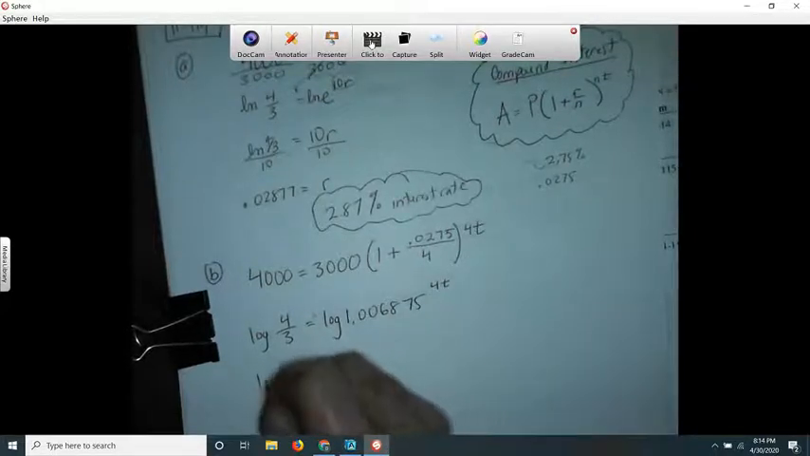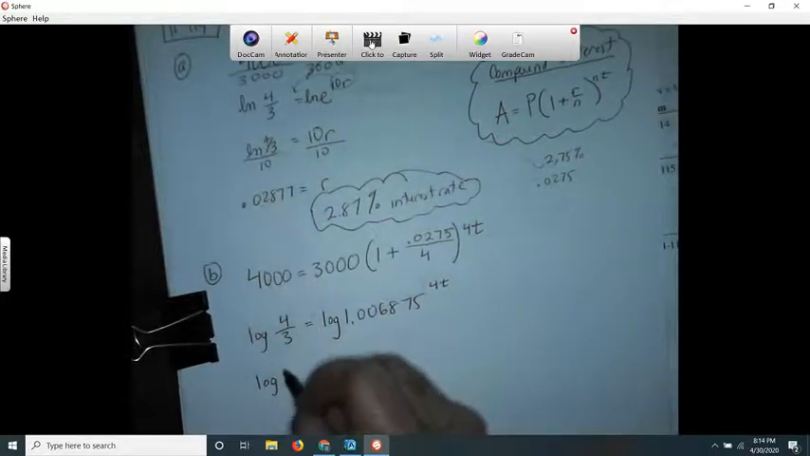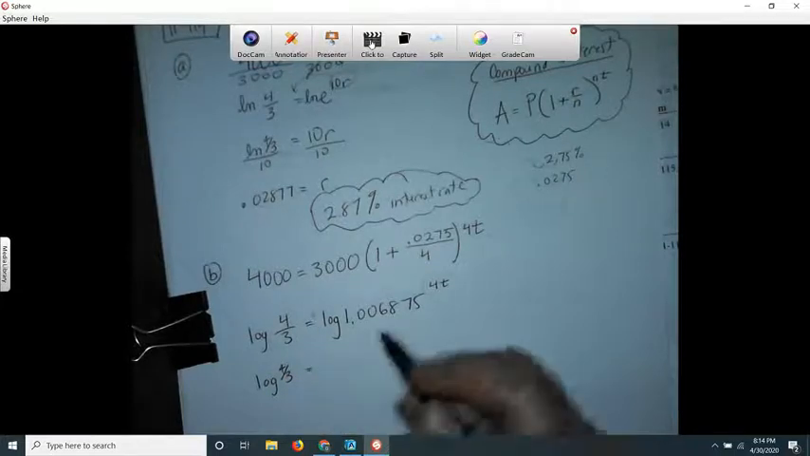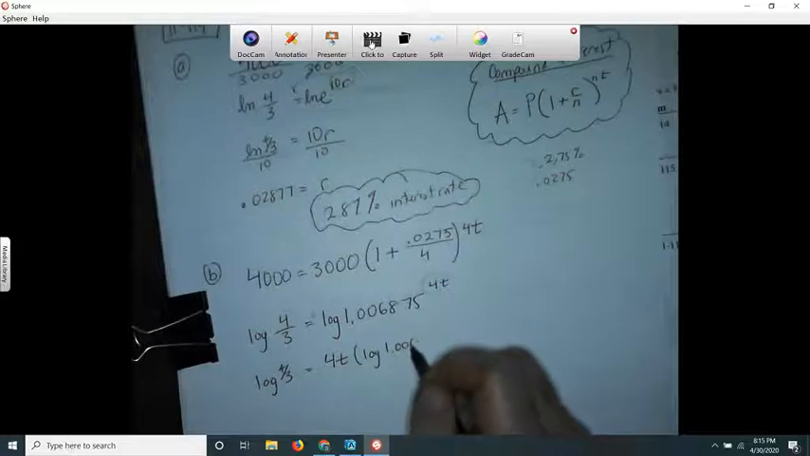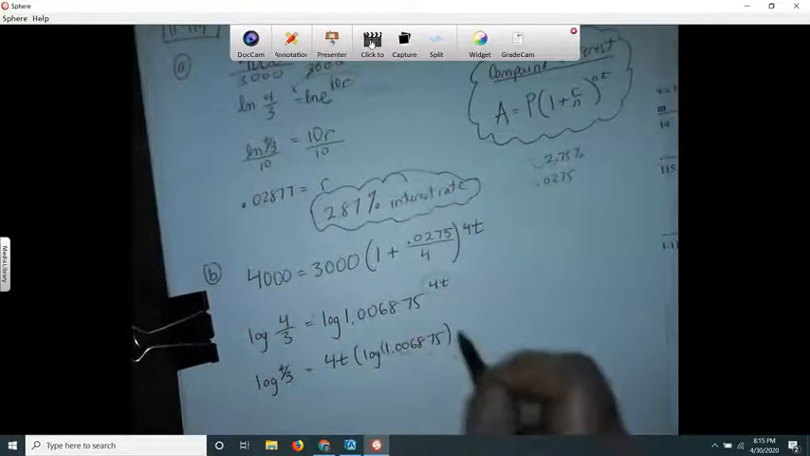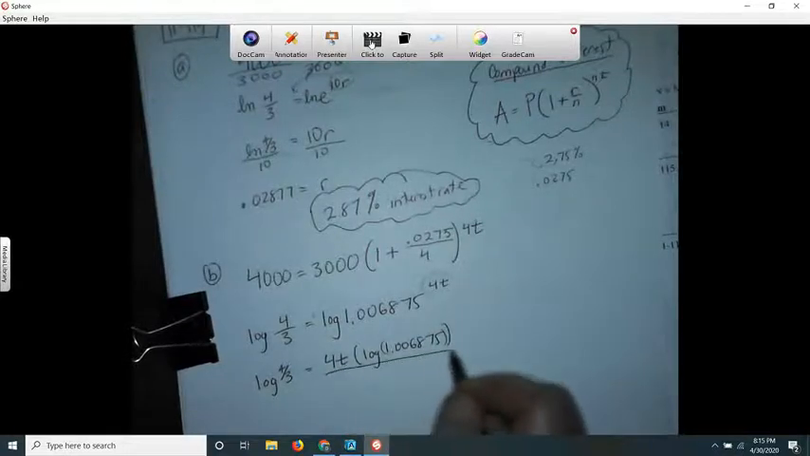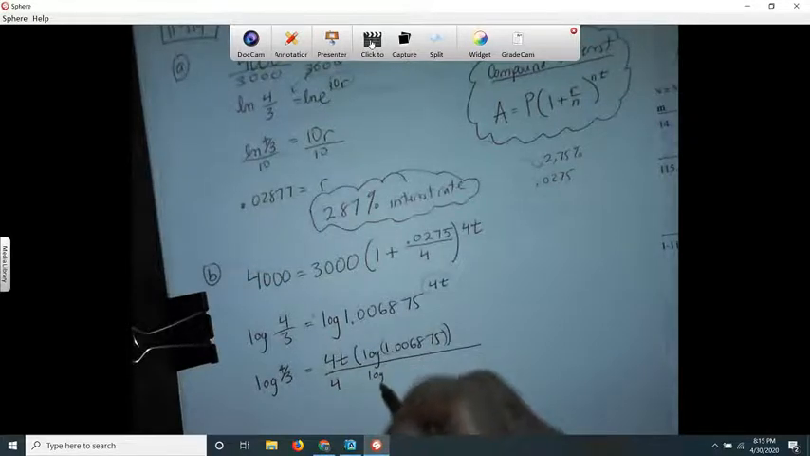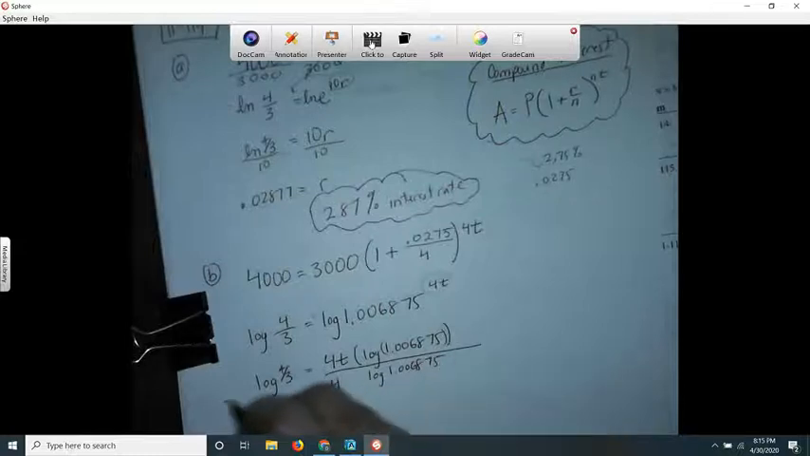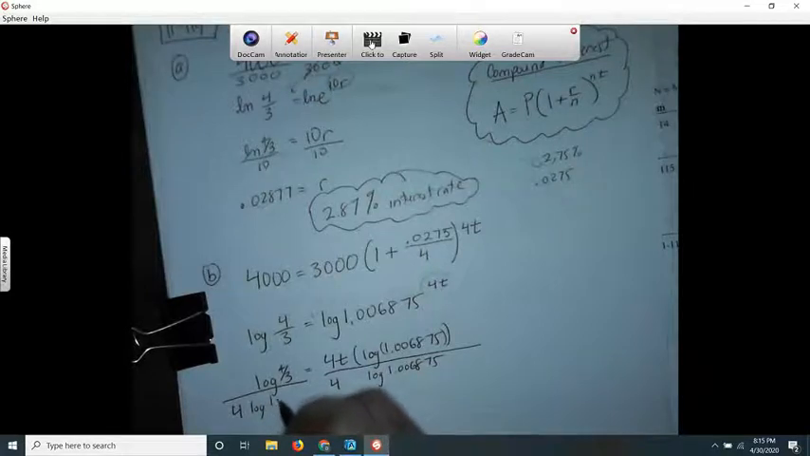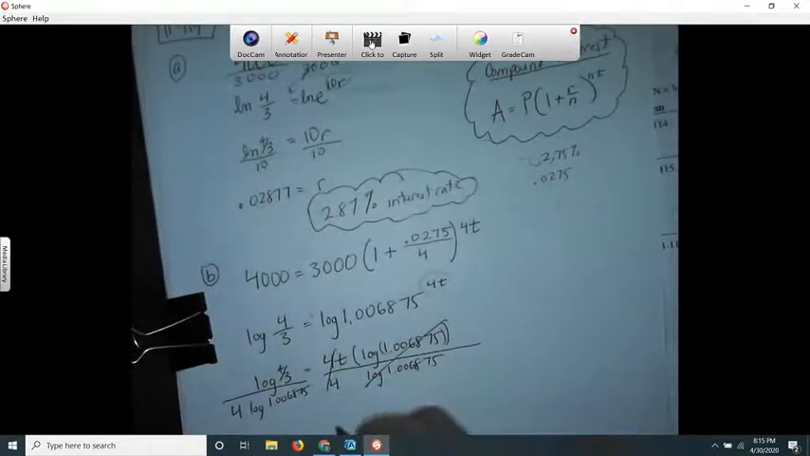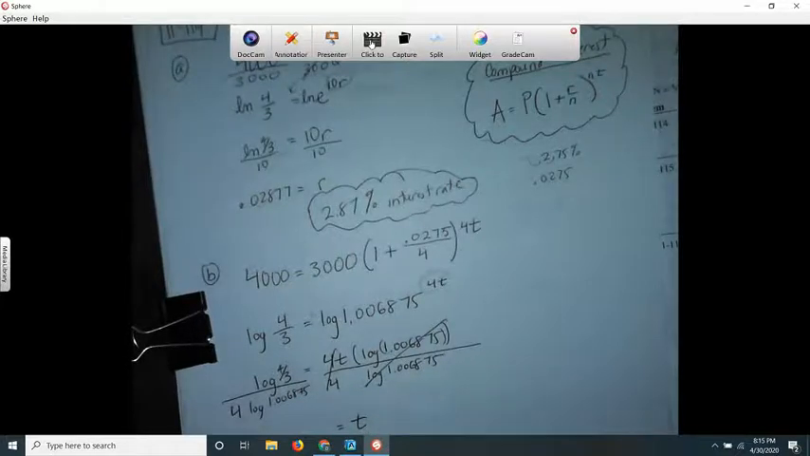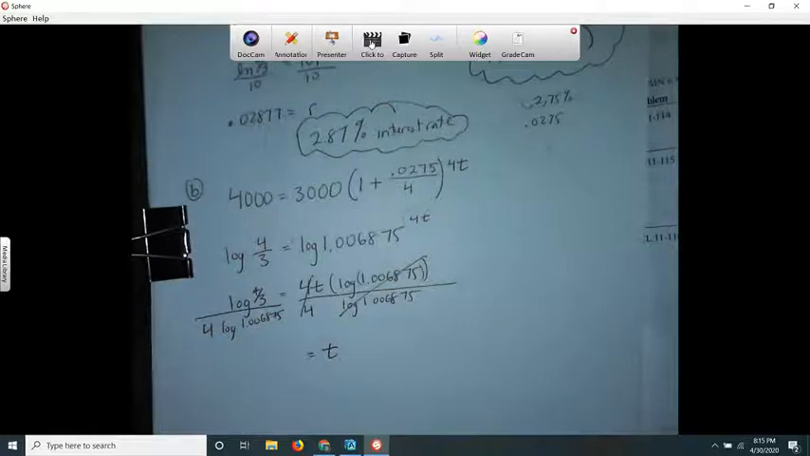So this is going to look like log of 4/3. I know that's a decimal, but I'm just going to write it as 4/3 so I don't have to round it. And then this comes out front, so this will be 4t times log of 1.006875. So I want the t by itself, so I'm going to divide both sides by 4 log 1.006875. I'm showing you all the steps, but this could really be done just by typing it into your calculator carefully.